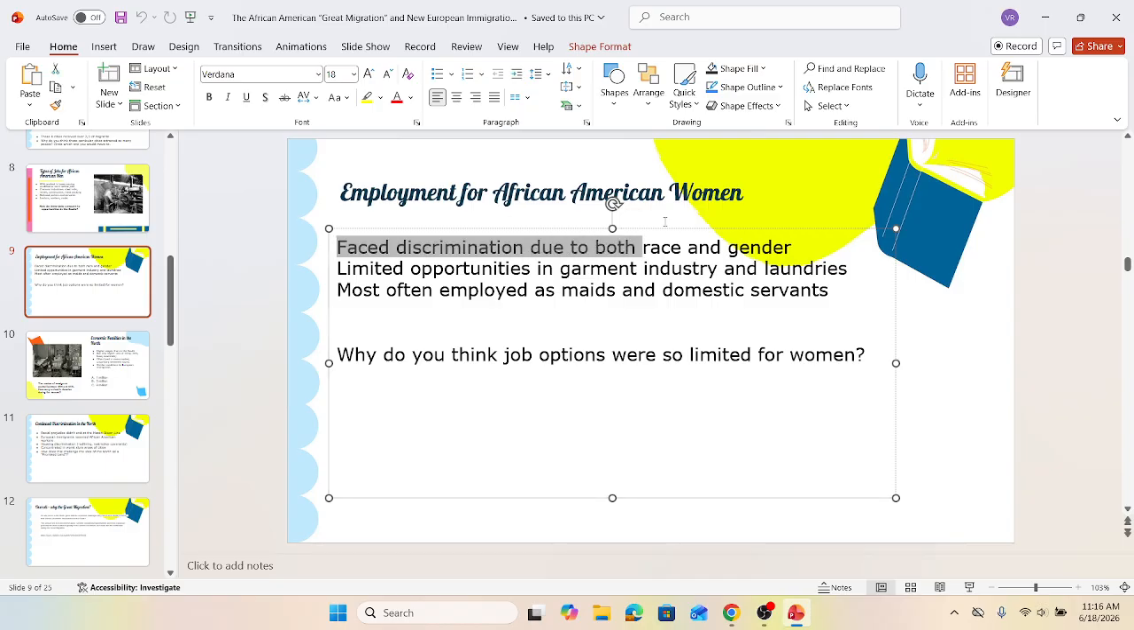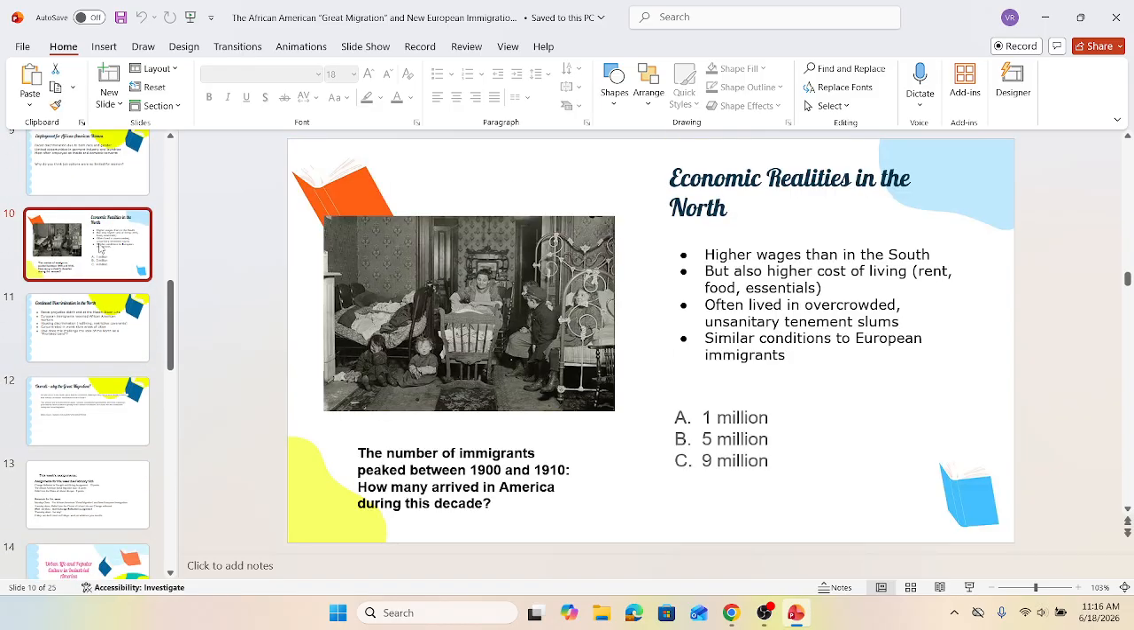They faced discrimination due to both their race and their gender. They had even more limited opportunities, often being stuck in the garment or fabric related industries, laundry related industries, and the vast majority of African American women were employed as maids and domestic servants. Twofold discrimination against them. The economic realities of living in the North: there were higher wages, but also higher costs of living, rent, food, essentials. Families often lived in overcrowded, unsanitary tenement slums in similar conditions to European immigrants, again considered second-class citizens, getting the bottom of the barrel of opportunities.